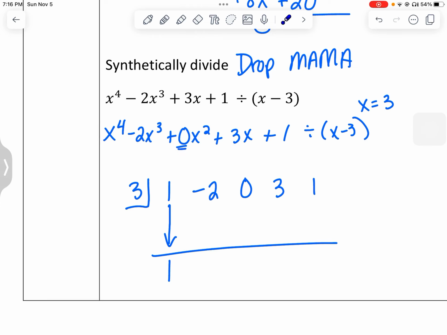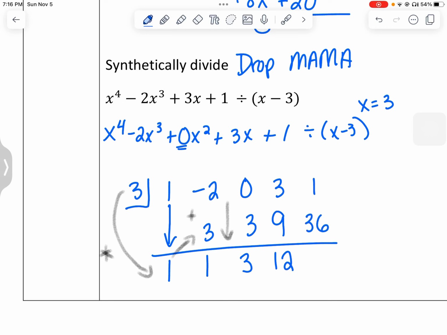Then drop it down, multiply, add, multiply, add. So we're multiplying this number, and then we put the product here, and then you add this way. And then that process repeats over and over. So 3 times 1 is 3. Then negative 2 plus 3 is 1. 3 times 1 is 3. 0 plus 3 is 3. 3 times 3 is 9. 9 plus 3 is 12. 3 times 12 is 36. 1 plus 36 is 37.